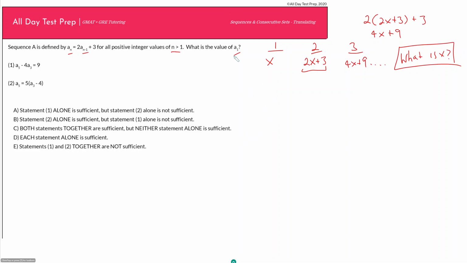So now let's look at the first statement. Statement 1 says a sub 5 minus 4 times a sub 3 is equal to 9. So let's translate this. It's saying the fifth term in our sequence minus 4 times the third term in our sequence is equal to 9. And we wrote out the first 3 terms in our sequence before, so we got a bit of a head start. Now let's just go up to the 5th term.